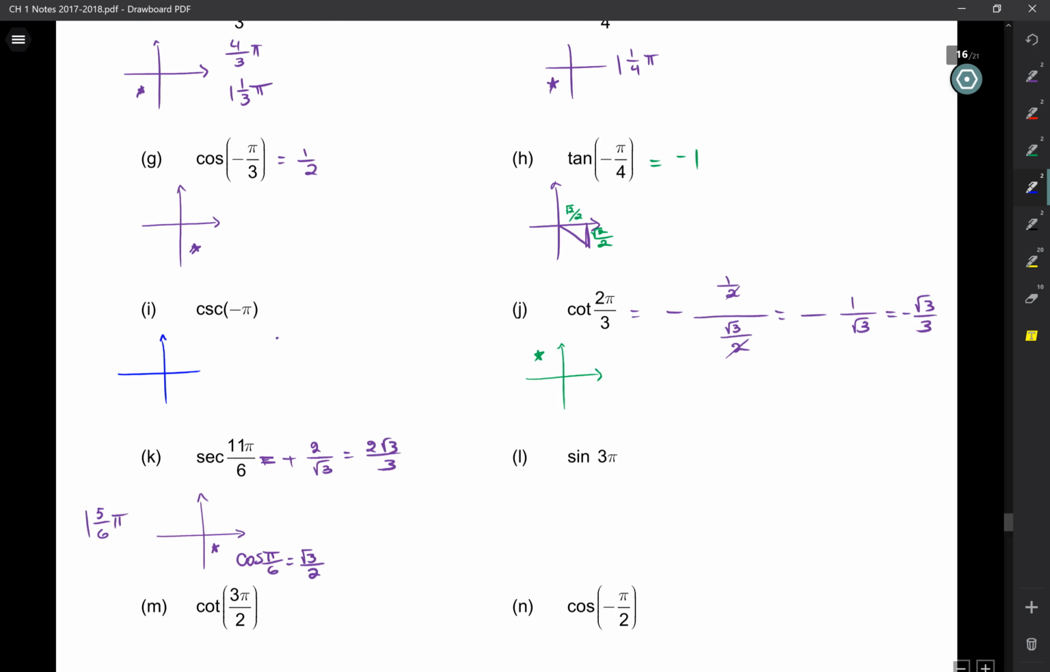Okay, now, let's do this one. Cosecant of negative pi. Negative pi is again here. What's a coordinate there? Negative 1, 0. Now, cosecant is the reciprocal of the sine. So the first is cosine, the second is sine. So this is 1 over the sine, undefined. Questions?